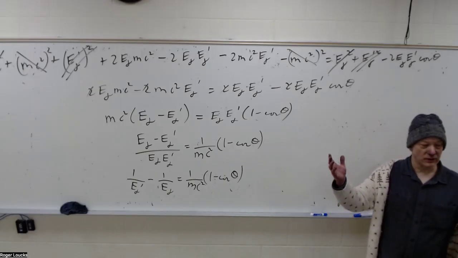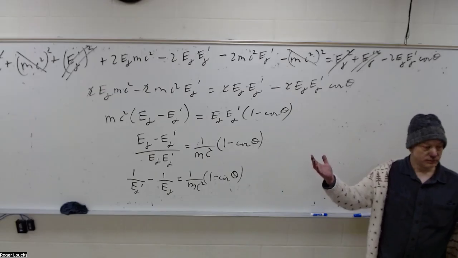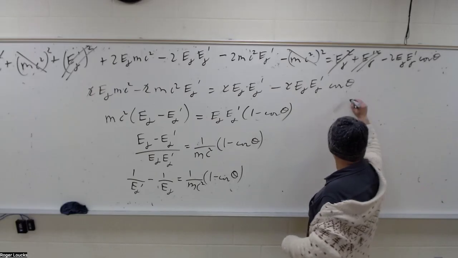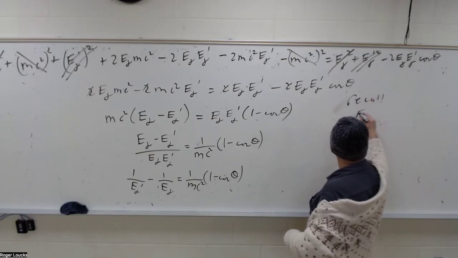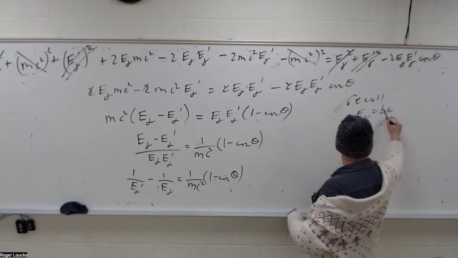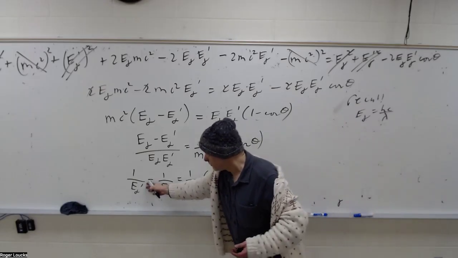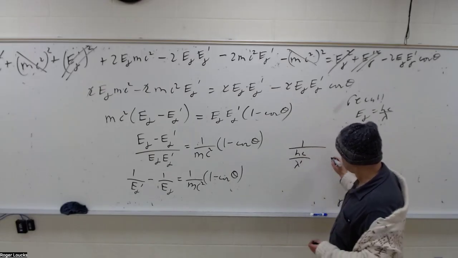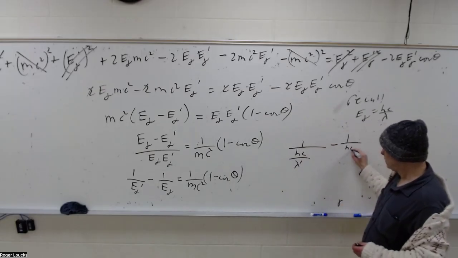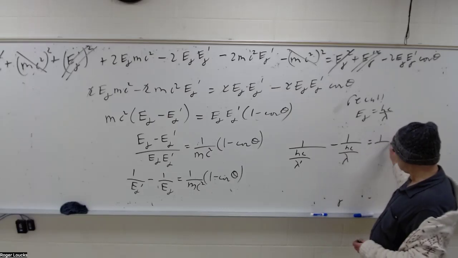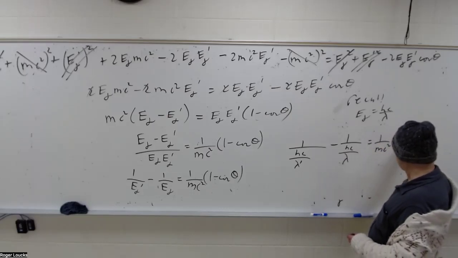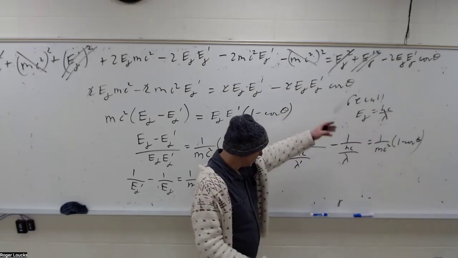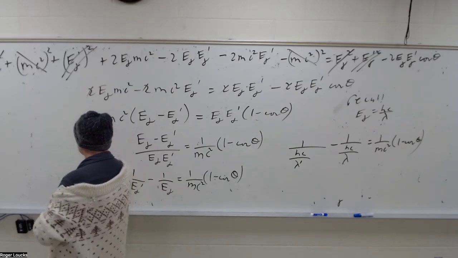What do you know about the energy of a photon? It's hf, or hc over lambda. So recall, the energy of a photon is hc over the wavelength. So what does this give me? This is 1 over hc lambda prime minus 1 over hc lambda equals this. This flips up. I'll take the hc to the other side. Shazam, I am done.